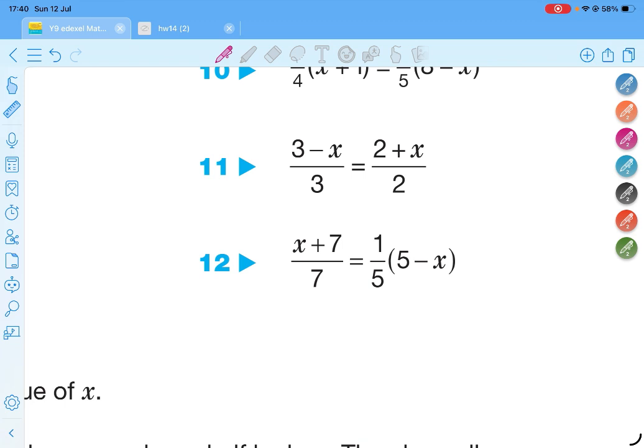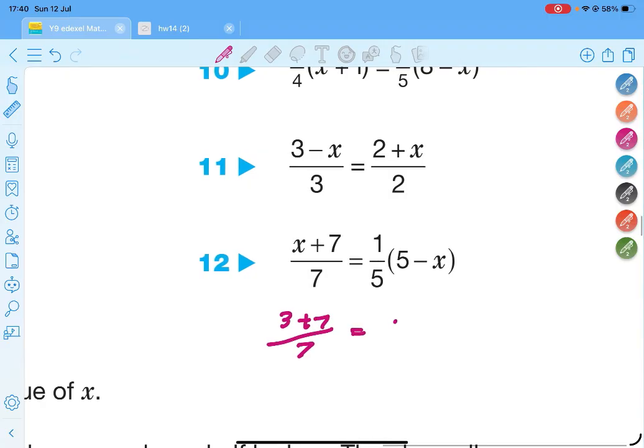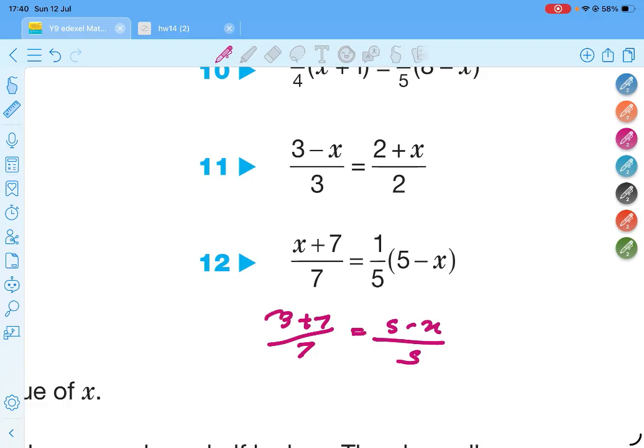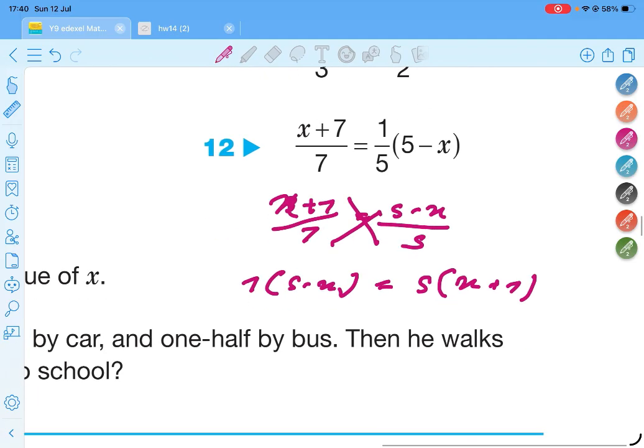So before doing that, I need to write it in the proper way. This can be written as how? 5 minus x over 5 equals x plus 7 over 7. This is the way. Cross multiplication. Now 7 times 5 minus x equal 5 times x plus 7. This is what? 35 minus 7x equal 5x plus 35. Right?